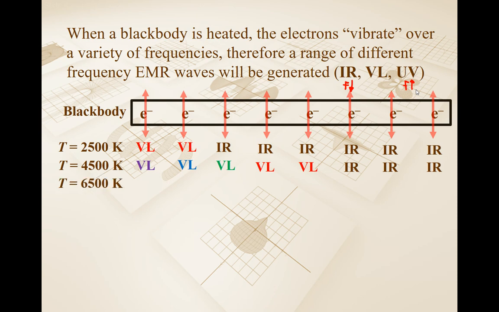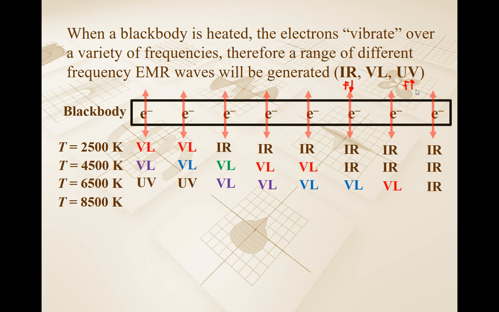Well, what happens if I step this up to 6500 Kelvin? What would I expect the range of EMR being emitted to be? Well, I think there would be less infrared and probably more visible light, and we're probably getting into the UV range now. So perhaps I only have 1 of these oscillators giving me infrared radiation. 5 of them are giving me visible light, although I'm starting to get more on the violet end of the spectrum now, and I'm also starting to get some UV radiation being emitted as well.